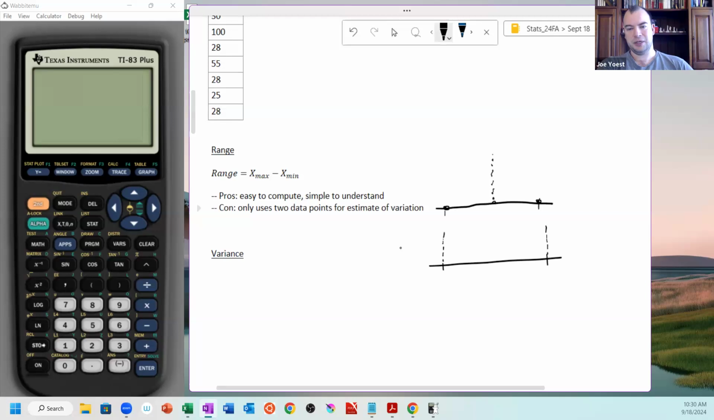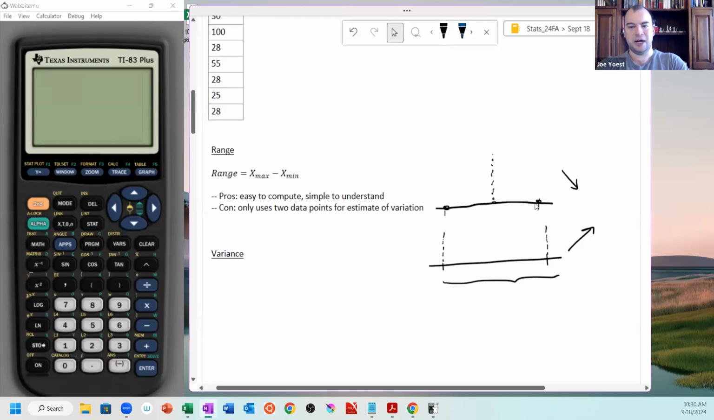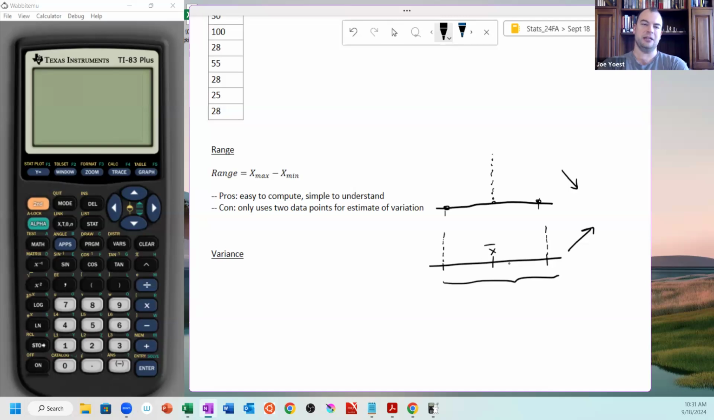The range would be the same because the size of the swath of the real line that the data covers is the same, but clearly this would be lower variation and this would be higher variation. The chance that I get something wildly different from what I expect is much higher in the second example than in the first. In the first, every once in a great while, I get something quite far from what I expect, but most of the time I get basically exactly what I expect. In the second one, I'm always getting something that's far away from where the average would be, right in the middle here.